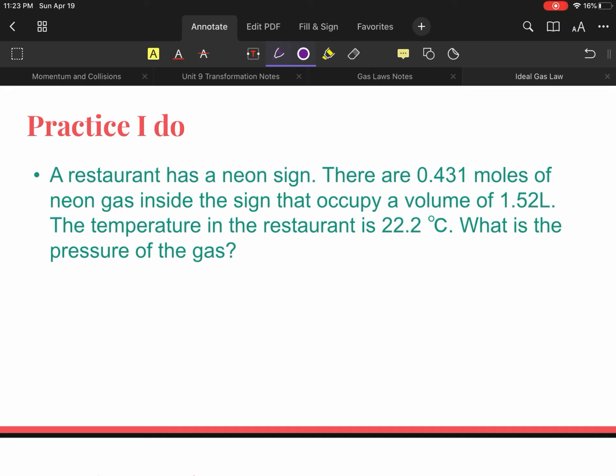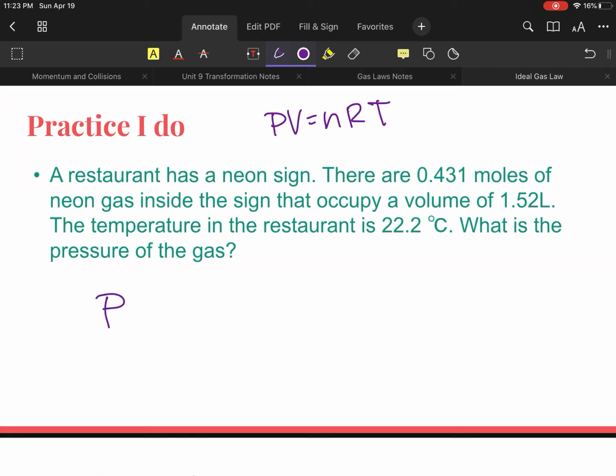Okay, so a restaurant has a neon sign. It tells us our number of moles, our volume, the temperature, and we want to know the pressure of the gas. So we have our formula. This is kind of funny, but a lot of people call this equation PVnRT, just to remember the order of the letters. So if you want to say that, that's fine. That's what they call it in college chemistry.